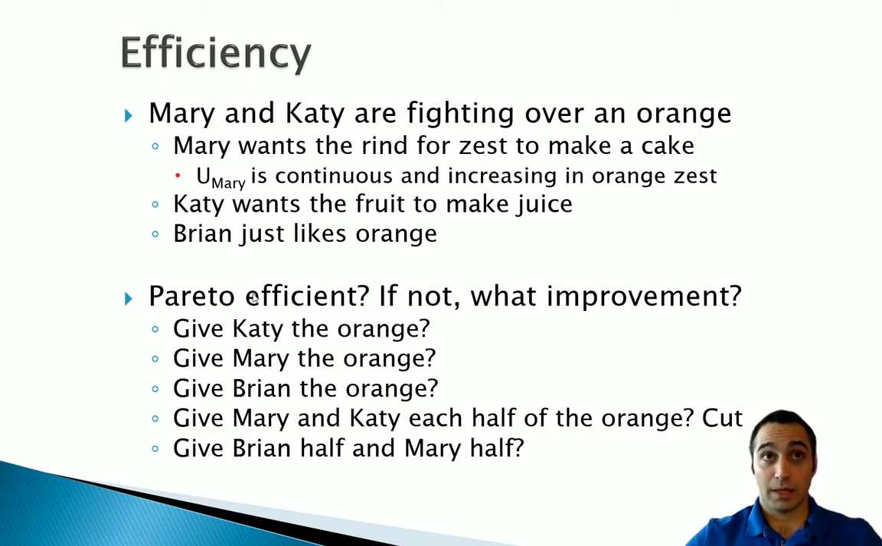Yes. Katie only values the fruit. So I could Pareto improve upon this by taking the fruit, giving it to Katie, then taking the peel and giving it to Mary. If I do that, I have made Mary better off and not hurt Katie. Therefore, the first listed one is not Pareto optimal.